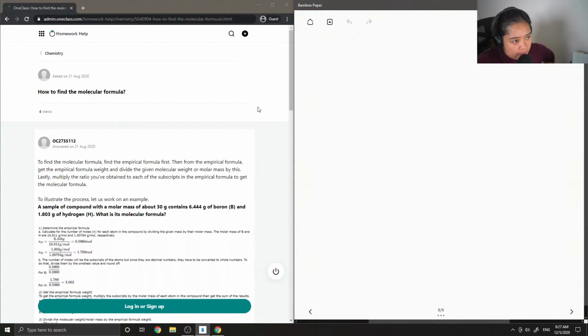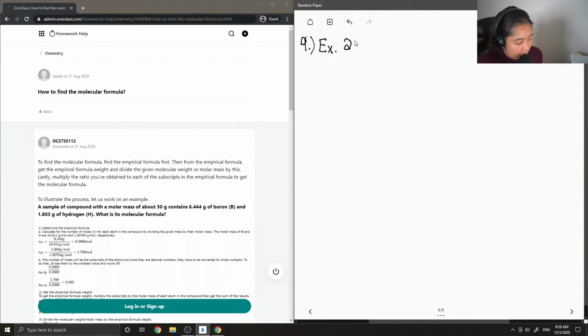Okay, so question 9 asks, how do you find the molecular formula? There are different ways that we can find the molecular formula, but I'm going to give an example. So I'll make up an example question.